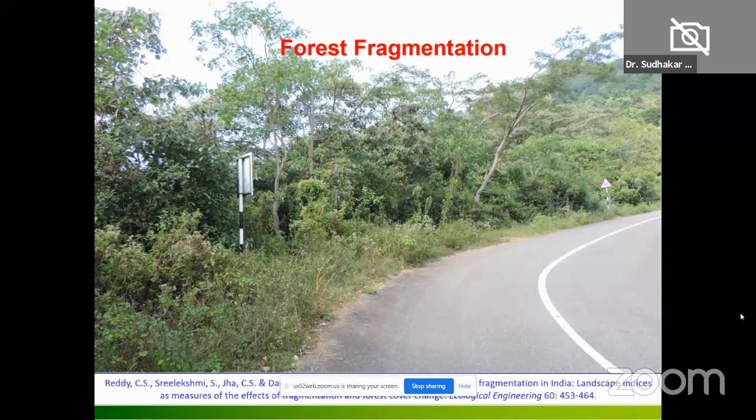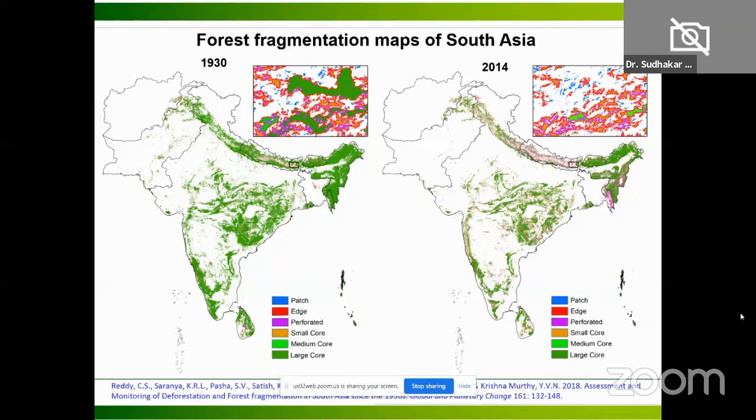Then one more application, how we can visualize, is that this is the information we can make use of for development of the wildlife corridors and development of a forest. And we can also make use of these fragmentation maps for restoration of forest.